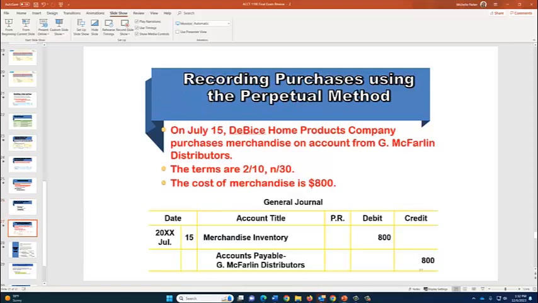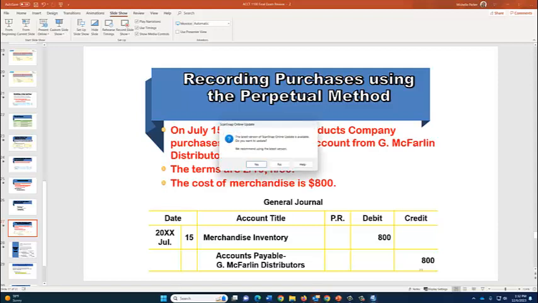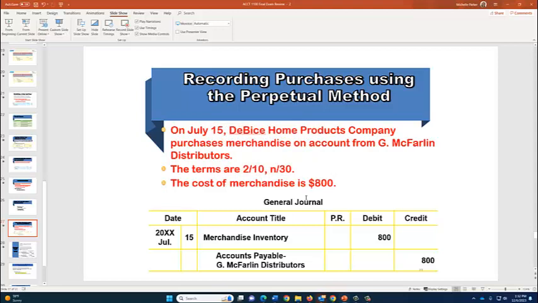You need to know how to record purchases of inventory using the perpetual inventory method. Now remember, under the perpetual method, the inventory account itself is updated. If we're using the periodic method, that's when we use the purchases account. But when we are using the perpetual method, we update the inventory account for every purchase and every sale.